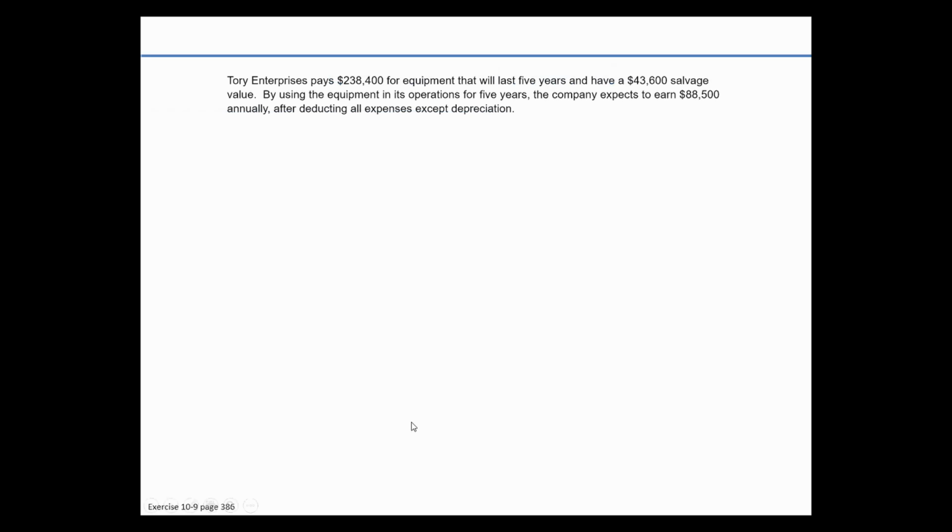Troy Enterprises pays $238,400 for equipment that will last 5 years and have a $43,600 salvage value. By using the equipment in its operation for 5 years, the company expects to earn $88,500 annually after deducting all expenses except depreciation.